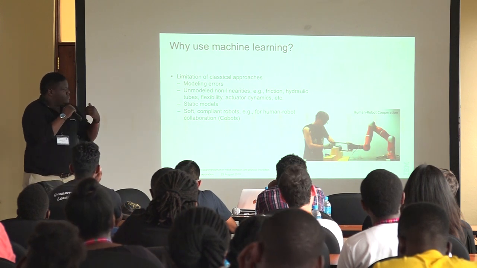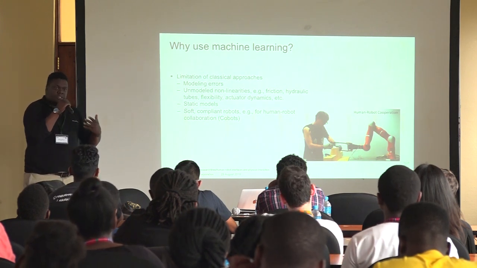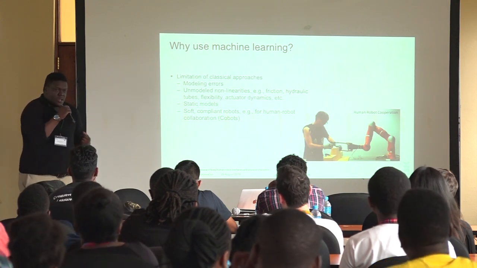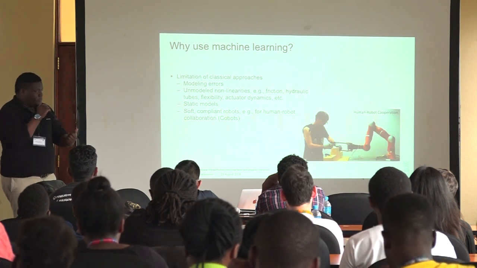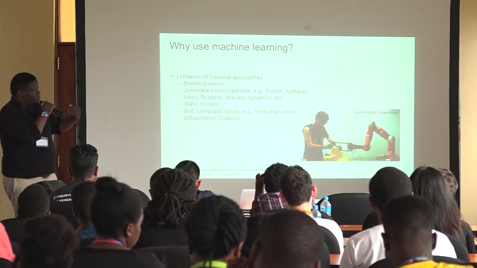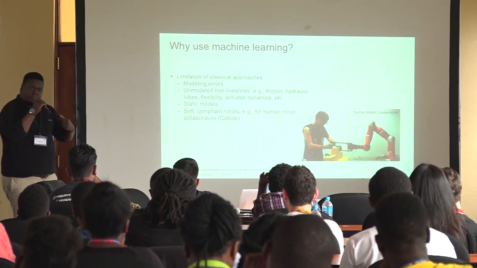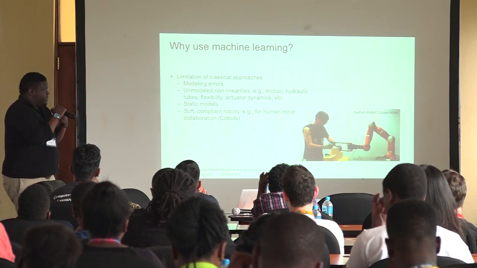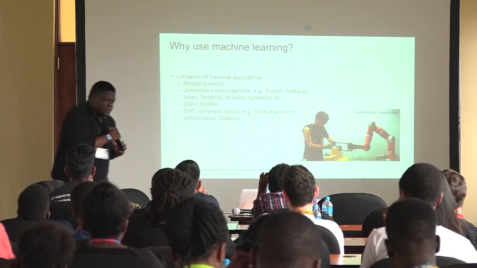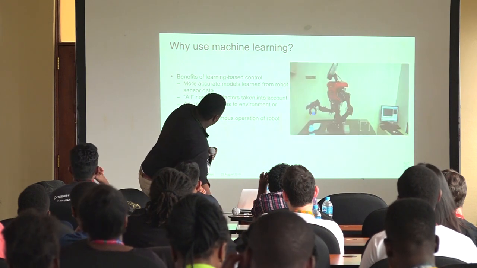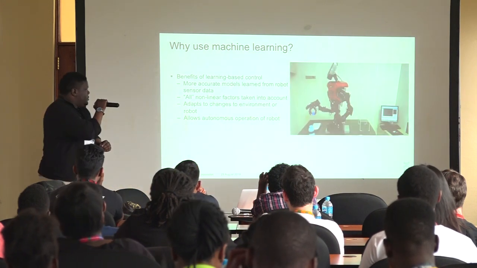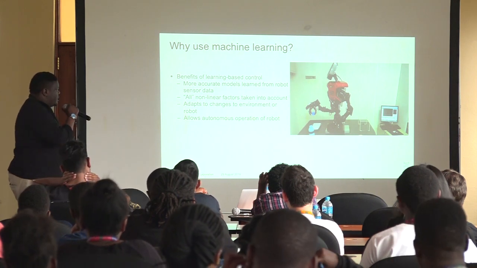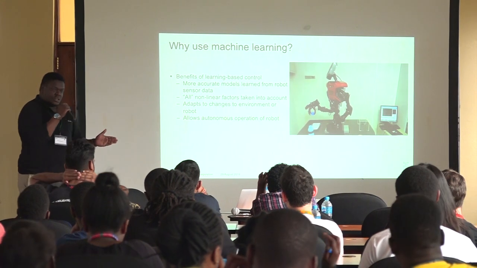Also, most of the modern robots are designed to be soft and compliant for human-robot collaboration, which adds complexity to the modeling problem. And since they interact with humans, it's difficult to anticipate ahead of time how the human is going to behave. That makes it difficult. So all these reasons led researchers to try to use machine learning as opposed to the classical control approaches.